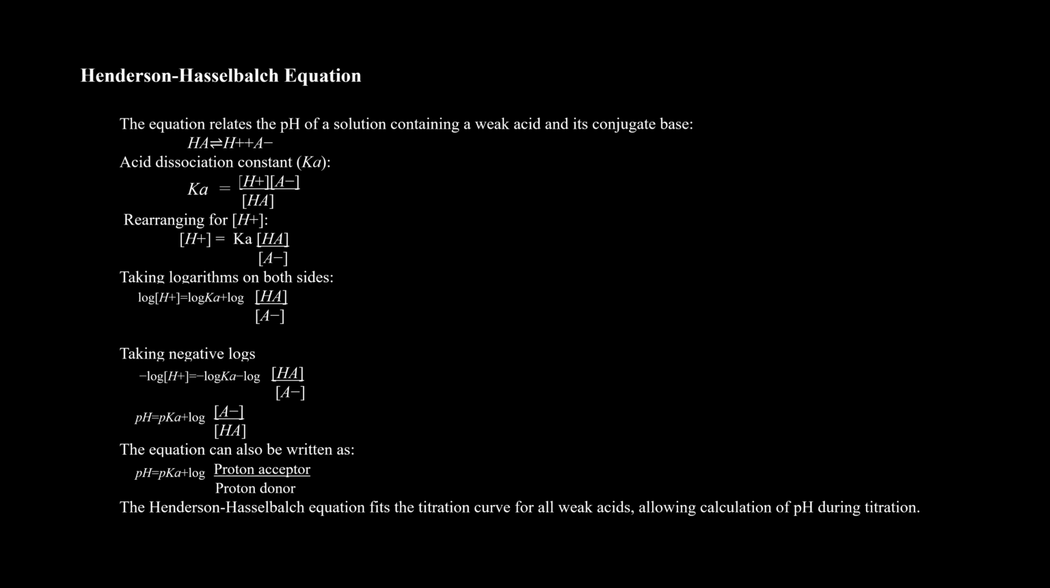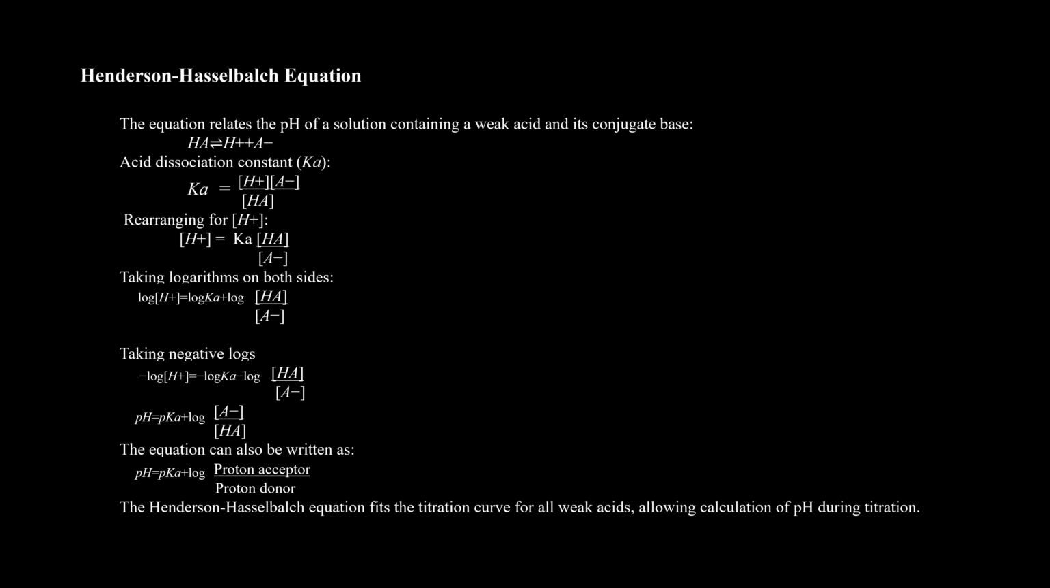Rearranged for H plus, Ka. Logarithm conservation: apply the negative logarithm to both sides, converting concentration into pH, pKa units. Final formula: the final common equation pH equals pKa plus log A minus over HA, considering the proton acceptor and proton donor. The calculation gives the pH of the proper solution during the titration.